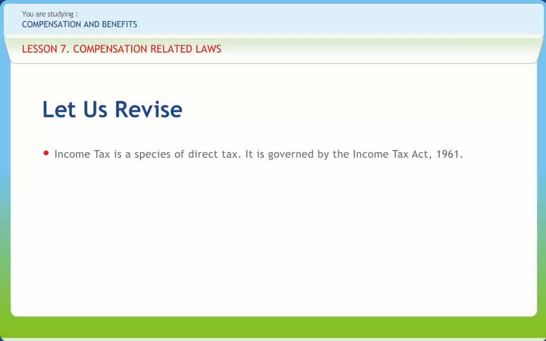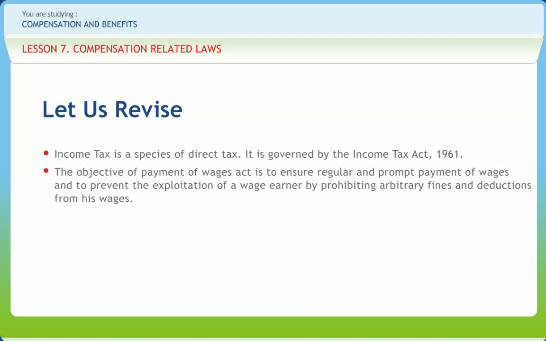The objective of the Payment of Wages Act is to ensure regular and prompt payment of wages and to prevent the exploitation of a wage earner by prohibiting arbitrary fines and deductions from his wages. The central government is responsible for enforcement of the Act in railways, mines, oil fields, and air transport services, while the state governments are responsible for it in factories and other industrial establishments.